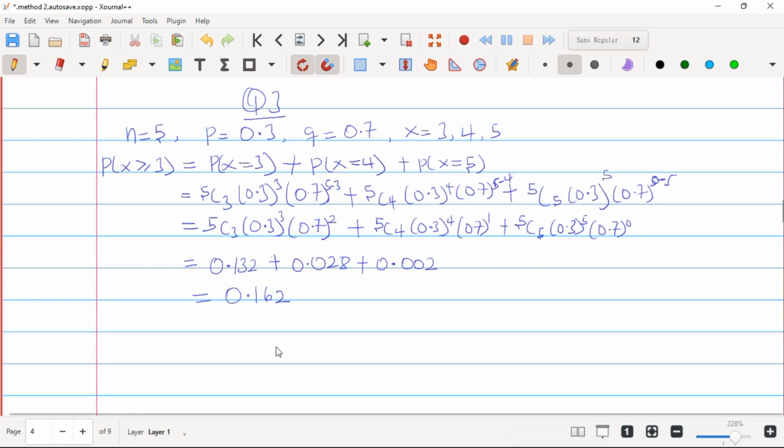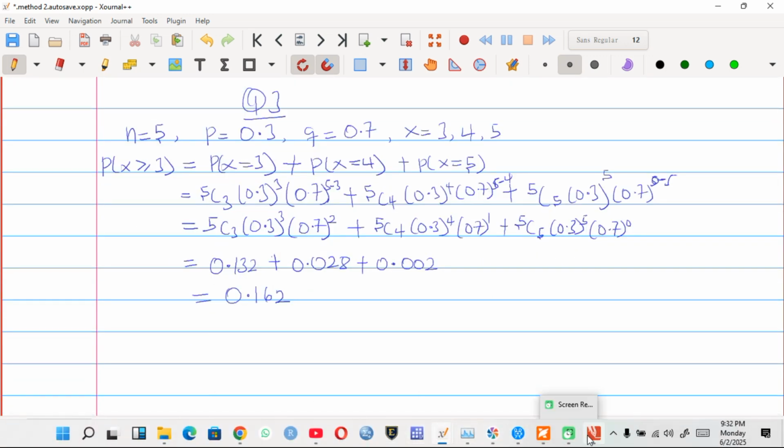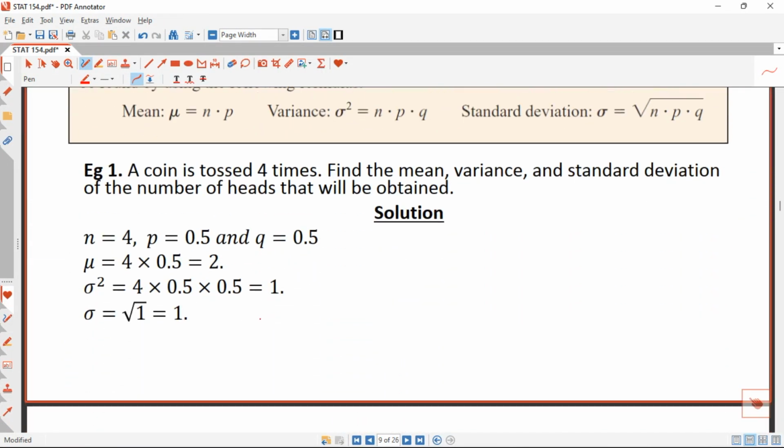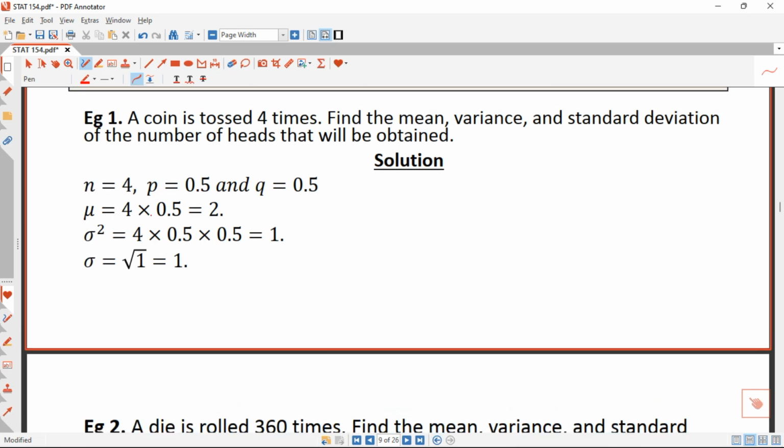So let's walk through a typical example on mean and variance, right? So for example, if you have this question: say that a coin is tossed 4 times, find the mean, variance and standard deviation of the number of heads that will be obtained. So if a coin is tossed 4 times, our n will be what? 4. That's the number of trials, the number of times this observation is being tossed, right? And then our p, as I told you, will surely be half, and our q will also be half, right?